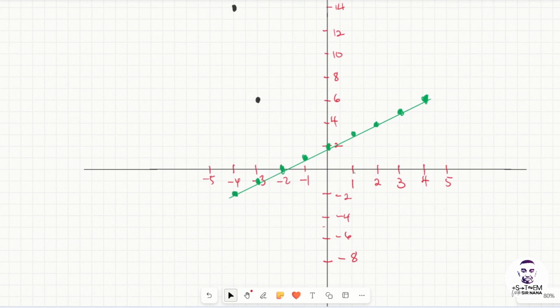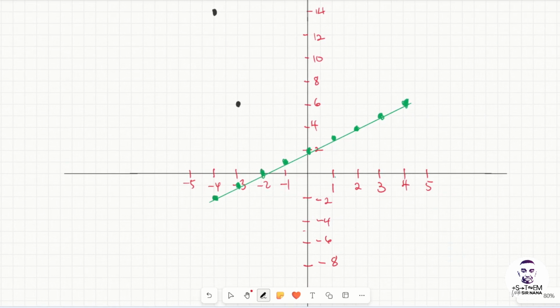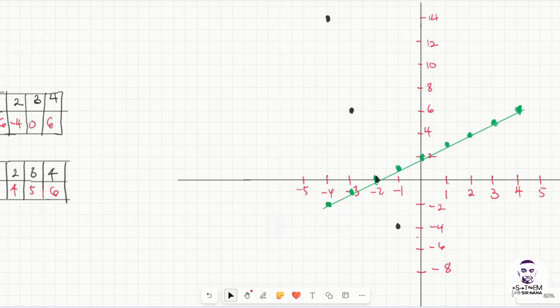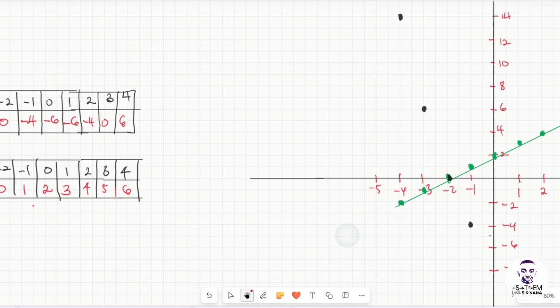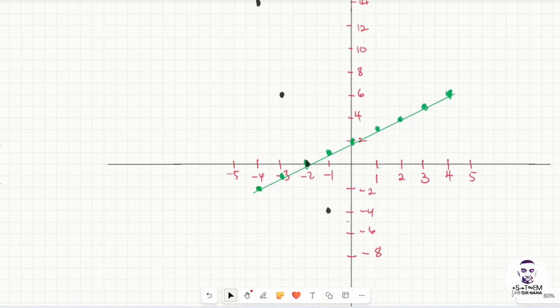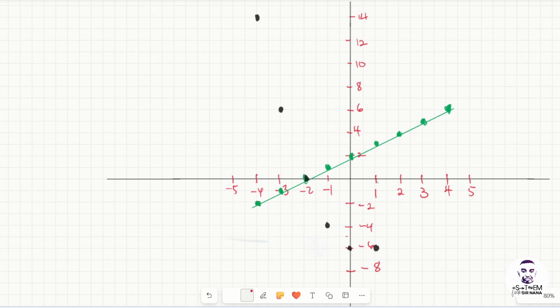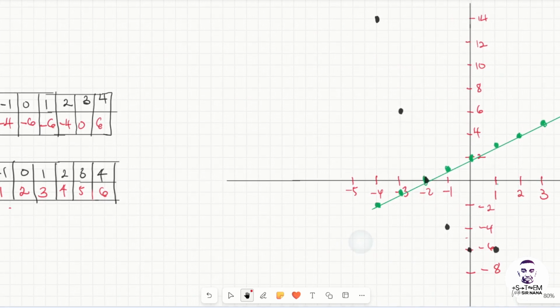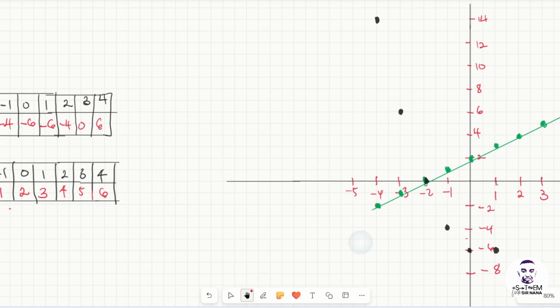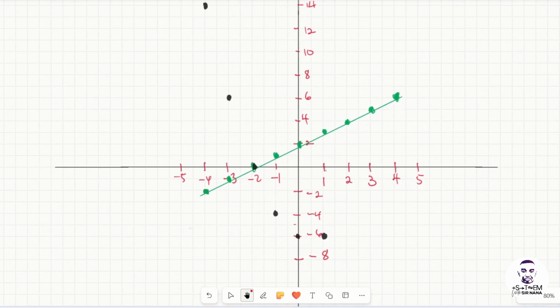So we have -2 and 0, right, which is here. -1 and -4, which is here. And then we have 0 and -6, 1 and -6. So we have 0 and -6, which is here. And then 1 as well goes with -6 here. And then 2 goes with -4, right? And then 3, 0, 4, and 6.